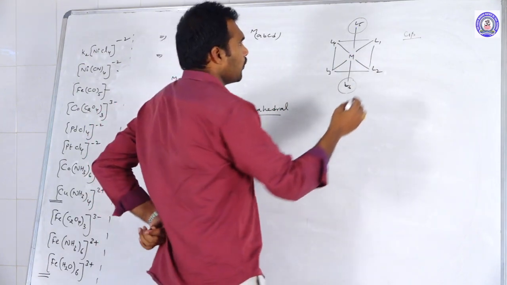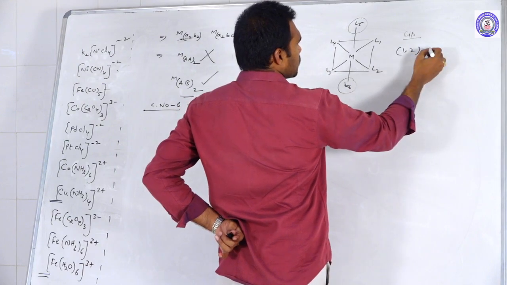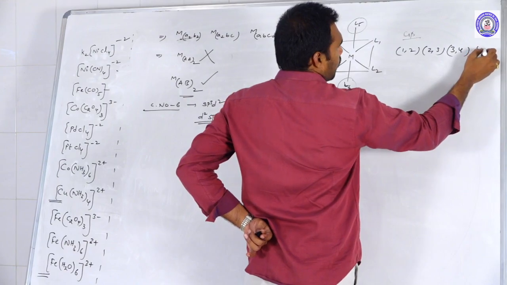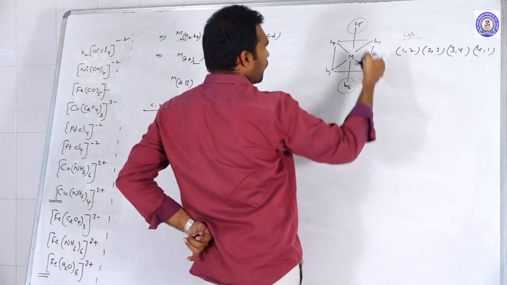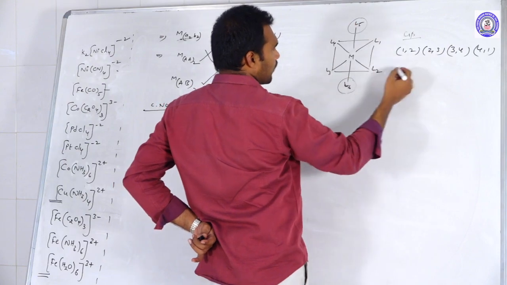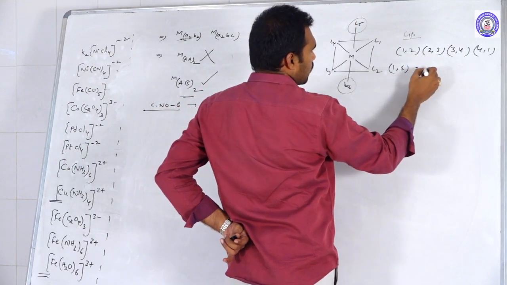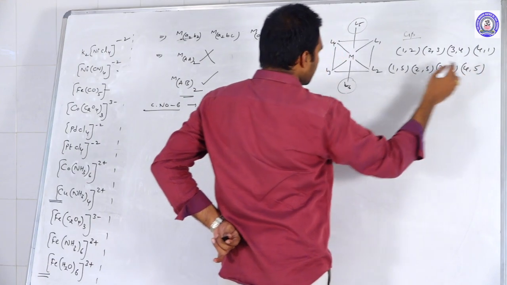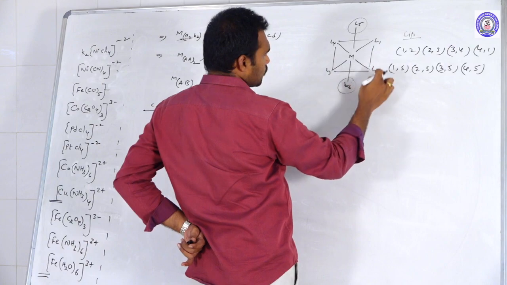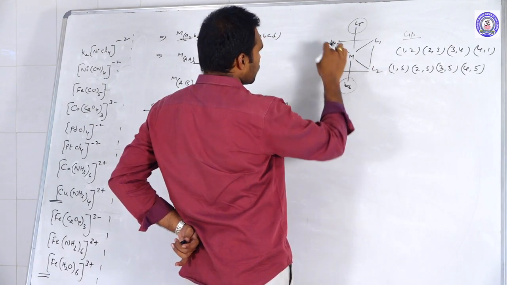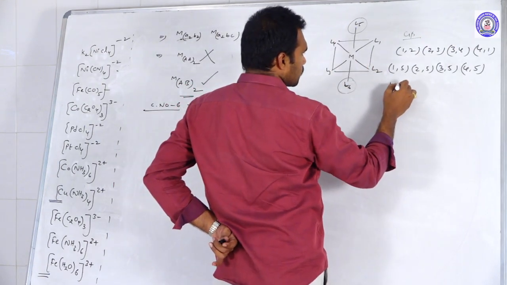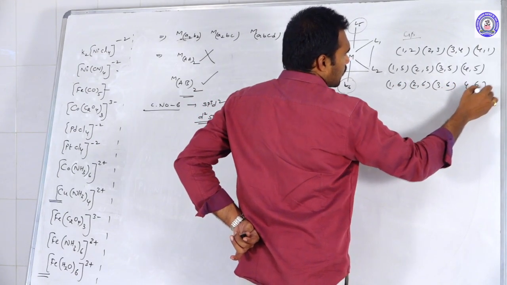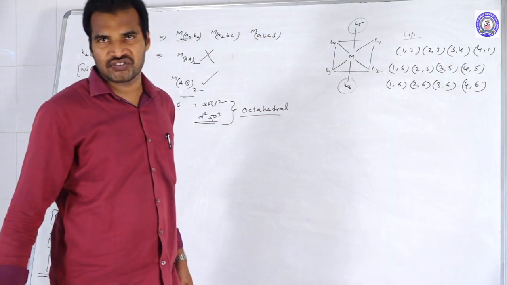So the total, how many are there? 1-2, 2-3, 3-4, 4-1. Next, 1-5, 2-5, 3-5, 4-5. Similarly, 1-6, 2-6, 3-6, 4-6. So there are a total of 12 cis locations.